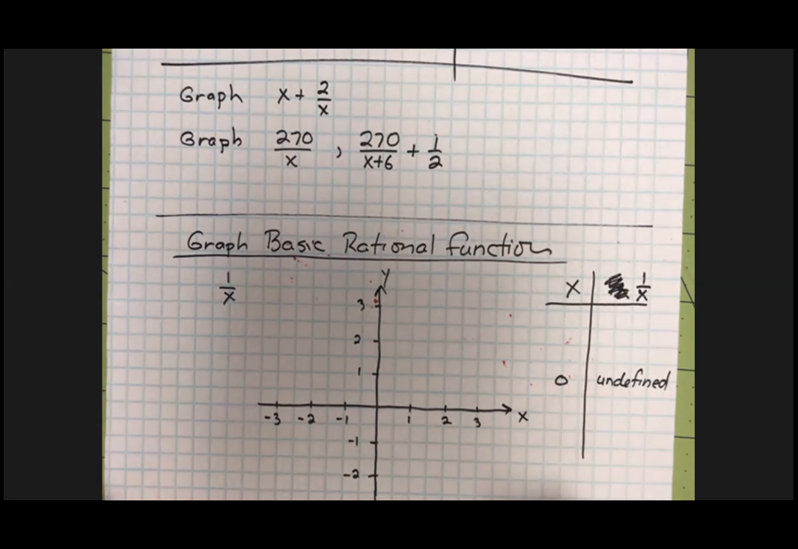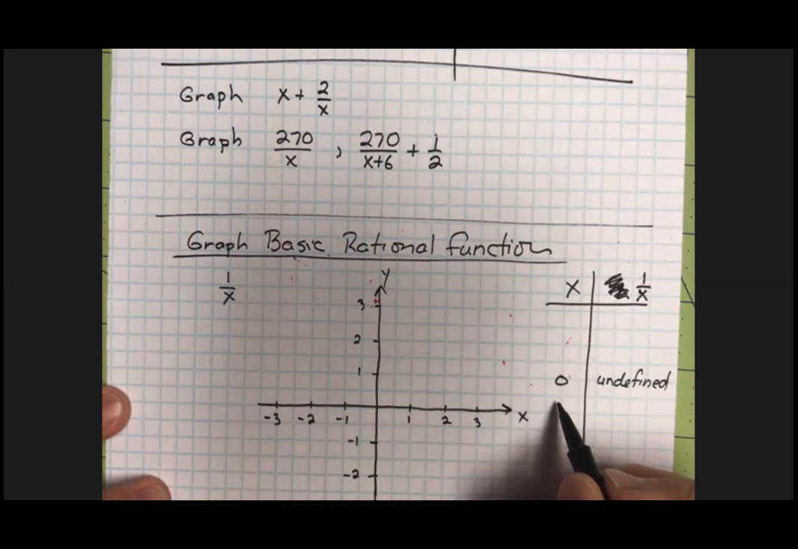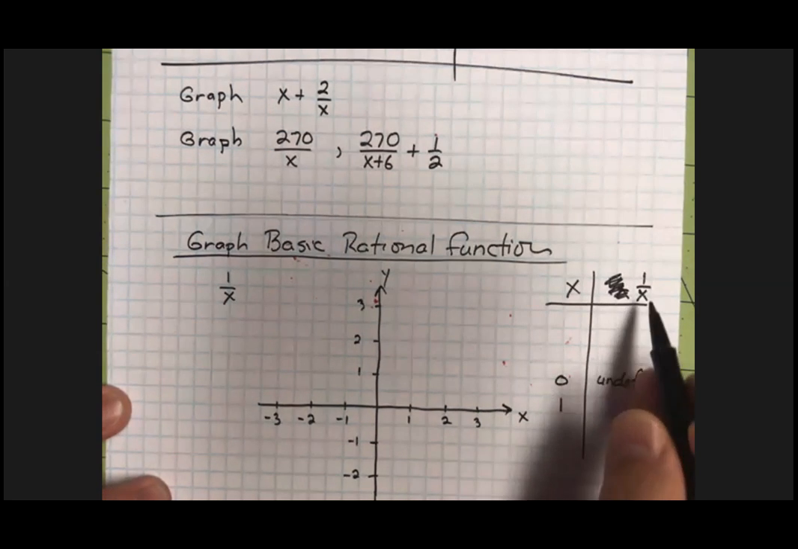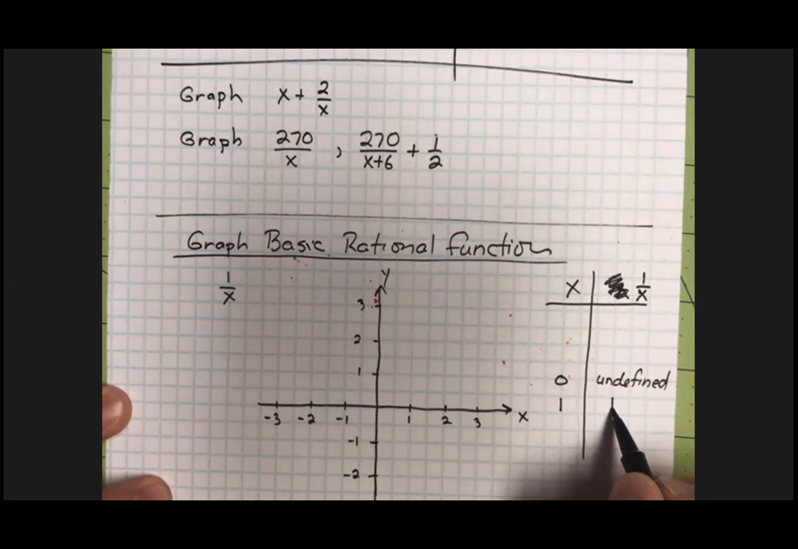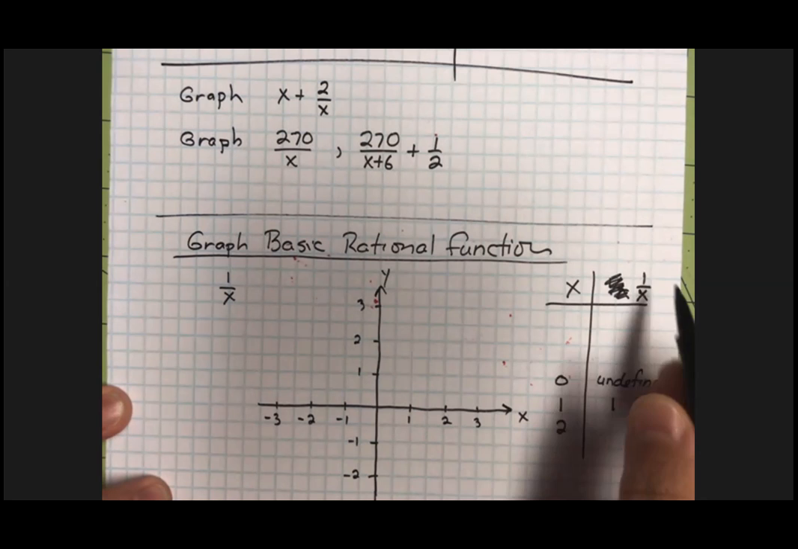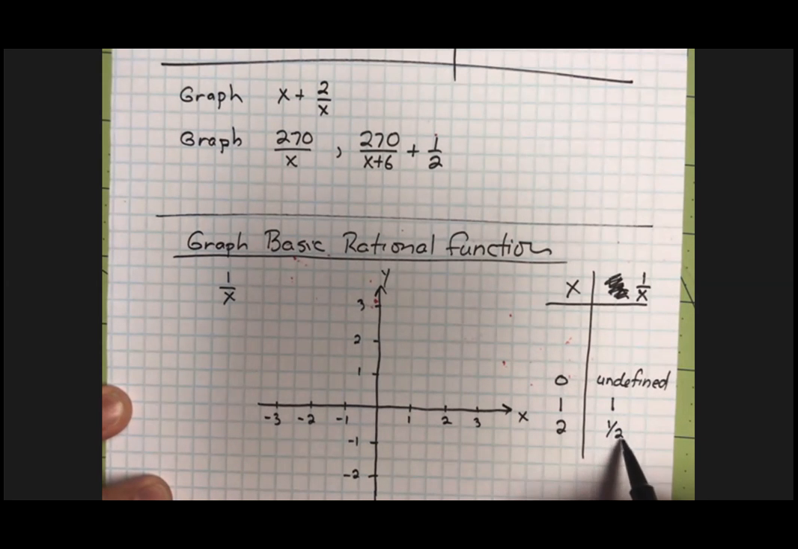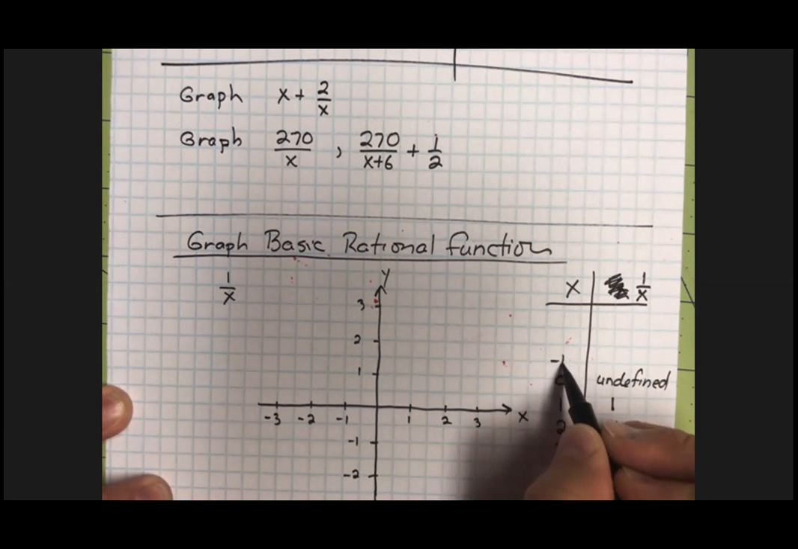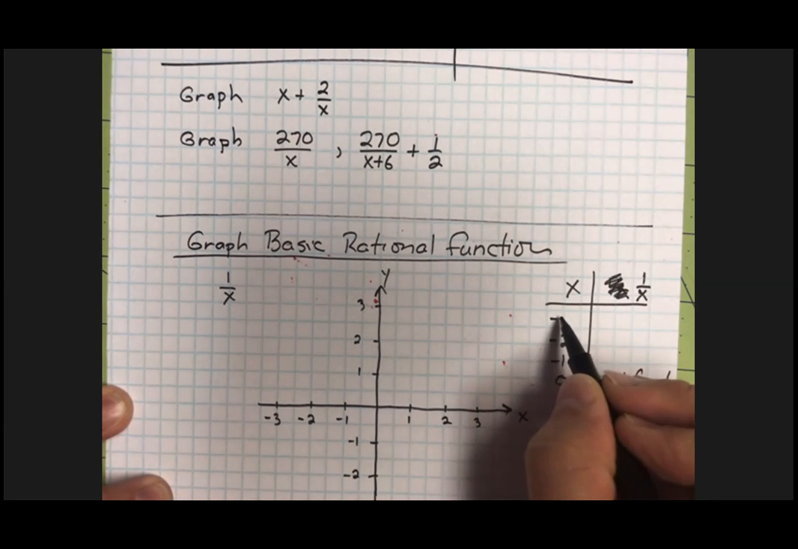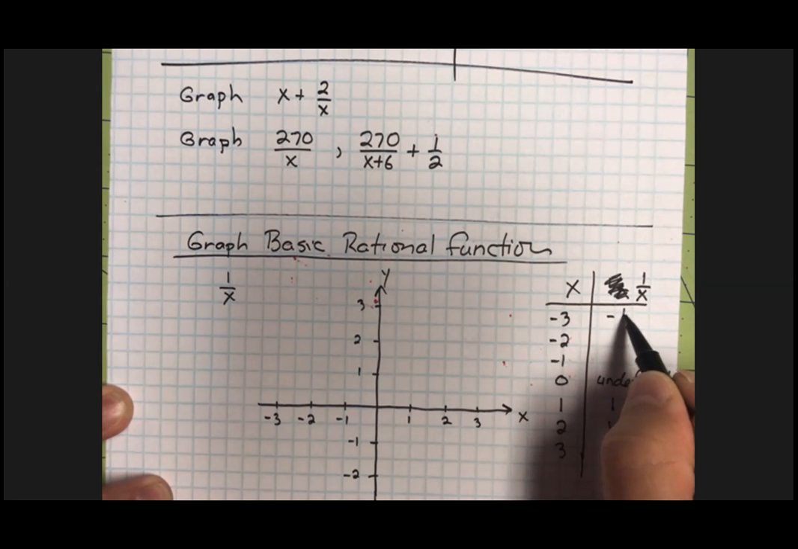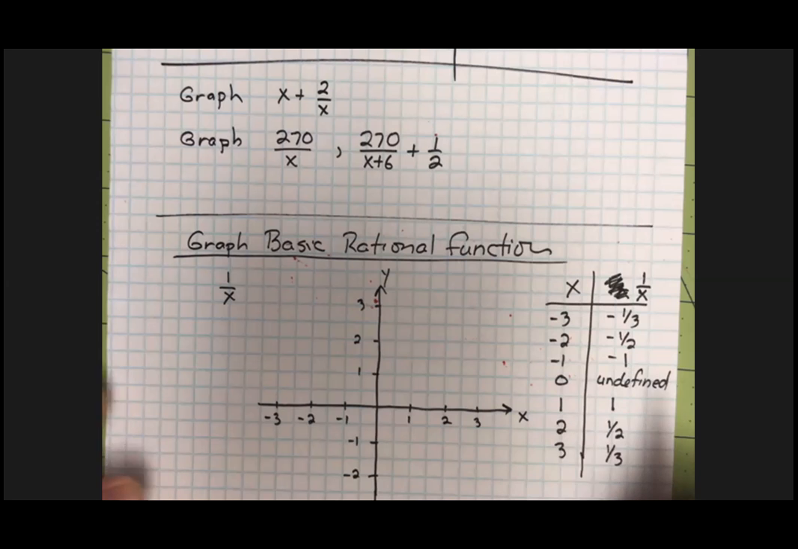But there are some numbers I can easily put in, like 1. If I put in 1, I get 1 over 1, which is 1. If I put in 2, I get 1 over 2, which is 1/2. If I put in 3, I get 1 over 3, which is 1/3. If I put in the opposite of those numbers, I get the same results, just with minus signs in front. Minus 1/3, minus 1/2, minus 1. I could even put in more points. Maybe I will, but let's start like this.